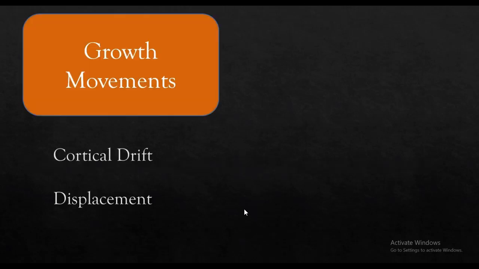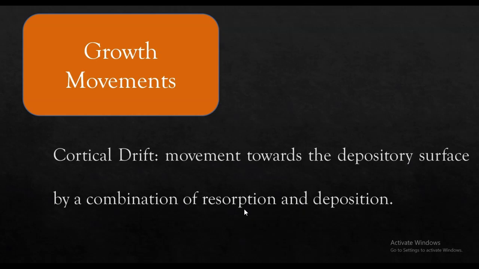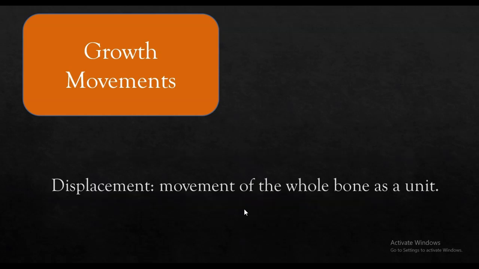There are primarily two types of growth movement. The cortical drift is the movement towards the depository surface by a combination of resorption and deposition. Displacement is the movement of the whole bone as a unit.